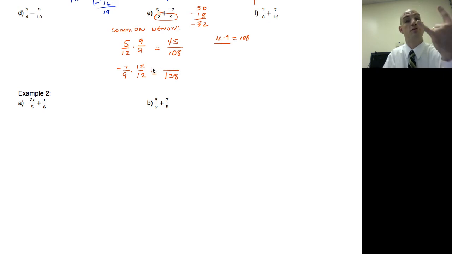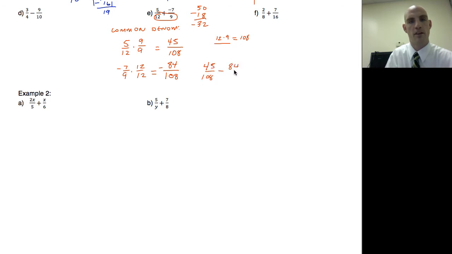So I'm going to end up with 108 on the bottom of both of these, because I multiplied the two denominators together. And I knew I needed to multiply this by 9 over 9, so I've got 45 on top. Let's look at negative 7/9. I'm going to multiply by 12 over 12, and I'm going to end up with 108 on the bottom, because that's my common denominator. 7 times 12 is 7 times 10, which is 70, and then 7 times 2 is 14. So 70 plus 14 gives me 84, and I know that that's negative.